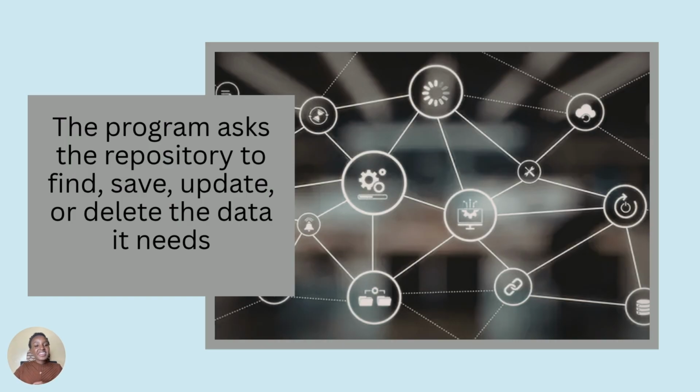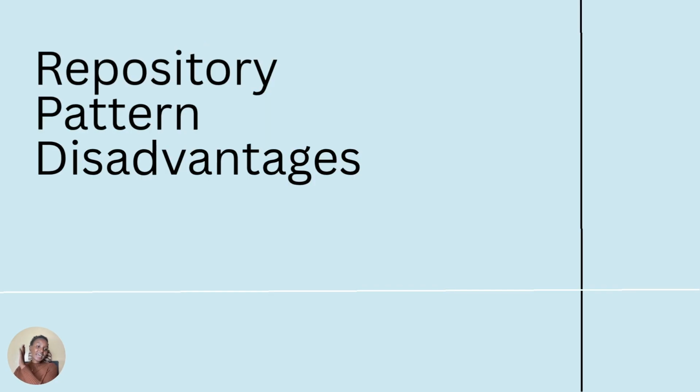The program asks the repository to find, save, update, or delete the data it needs. So that's the RUD. The C was the factory pattern. Now the RUD, the repository. Everything after the creation now falls into the repository.